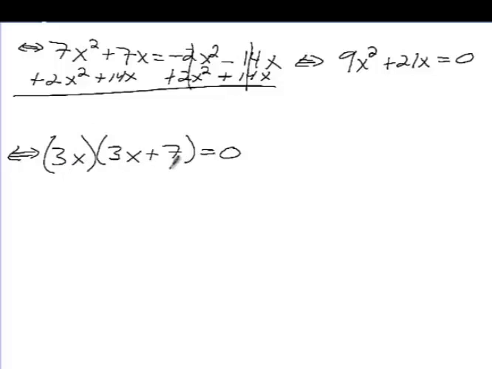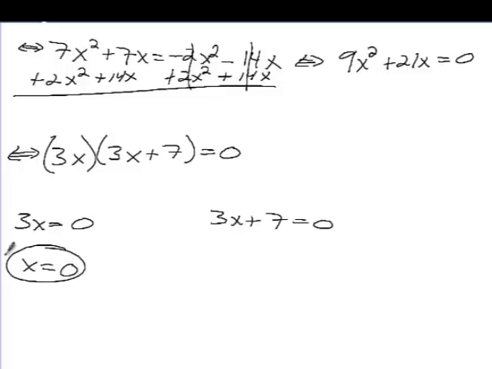So once I've factored, how do I find my solutions? Set each thing equal to 0. So I get 3x equals 0, and I get 3x plus 7 equals 0. So I don't get x by itself here. Divide by 3, so it's 0 divided by 3? 0. So there's one solution. And then how do I get x by itself here? Subtract 7 and divide by 3, so I get -7/3. Everybody all right with that?